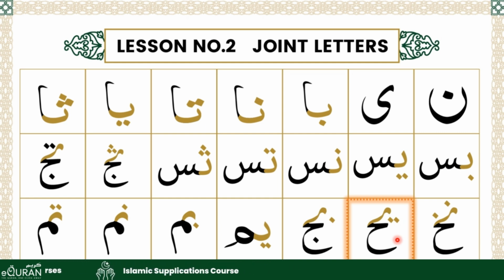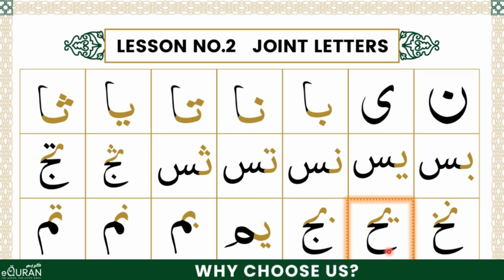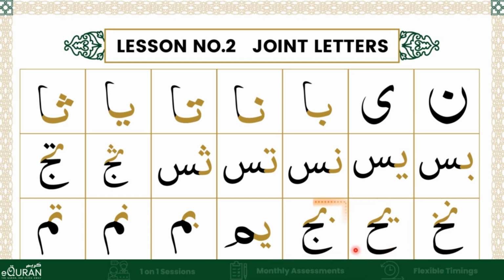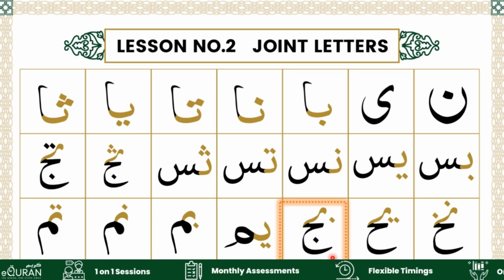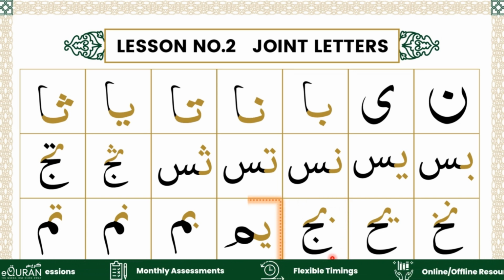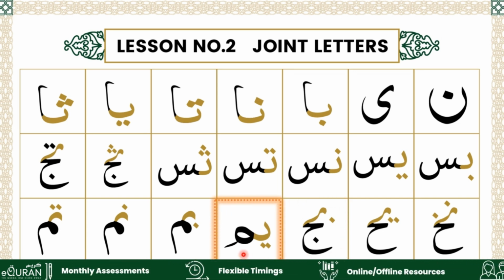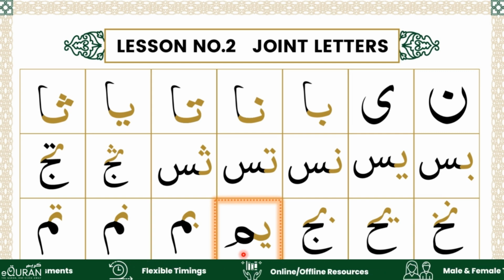Ya has two dots down, and Ha is without a dot. We can understand this is Ha. Ya Ha. After that is the Ba Jeem joint shape. Next new shape is the Ya Meem joint shape.